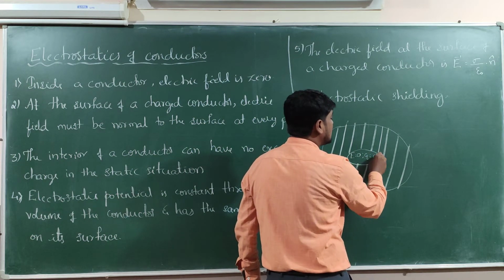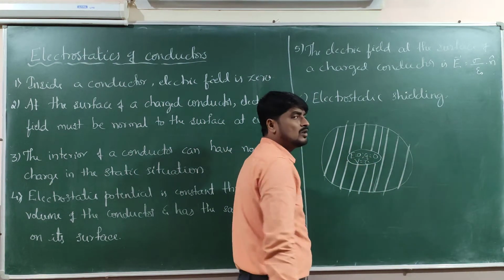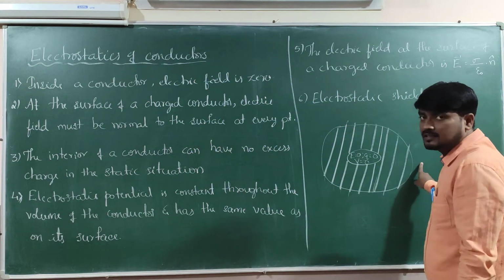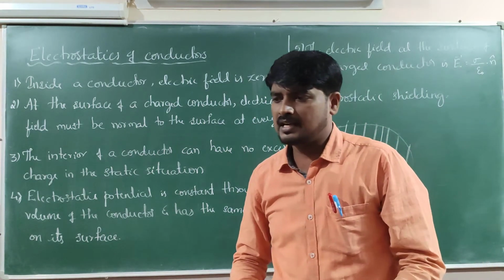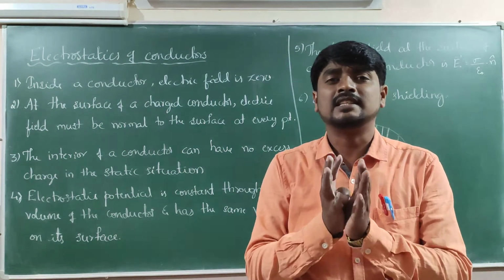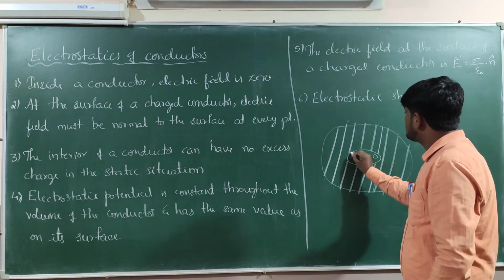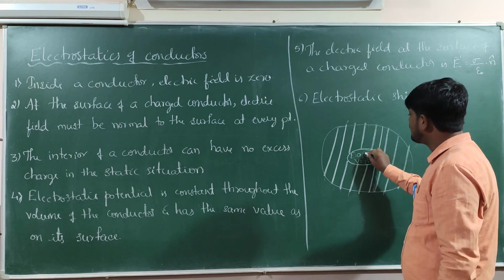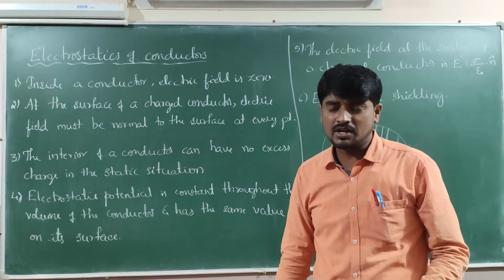At what condition is E equal to 0? When Q equal to 0. If Q equal to 0, E equal to 0, obviously V is also equal to 0. That means I am protecting this conductor by shielding some space or region inside the conductor. Then what is electrostatic shielding? It is a phenomenon of protecting a certain region of space inside the conductor. So now look at this. I have shielded this region, which is free from electric field, free from charge, as well as free from the electrostatic potential.